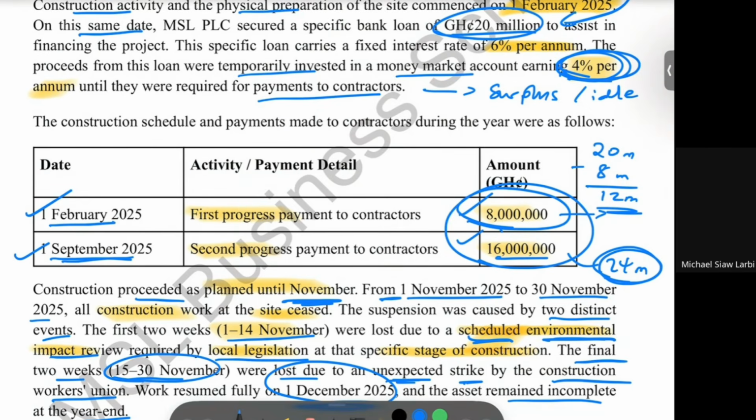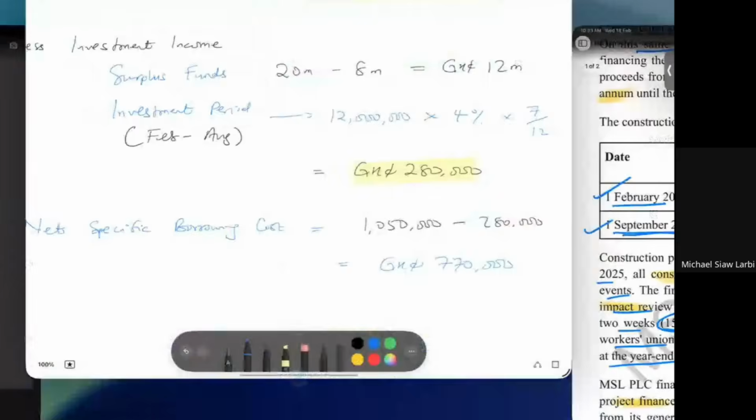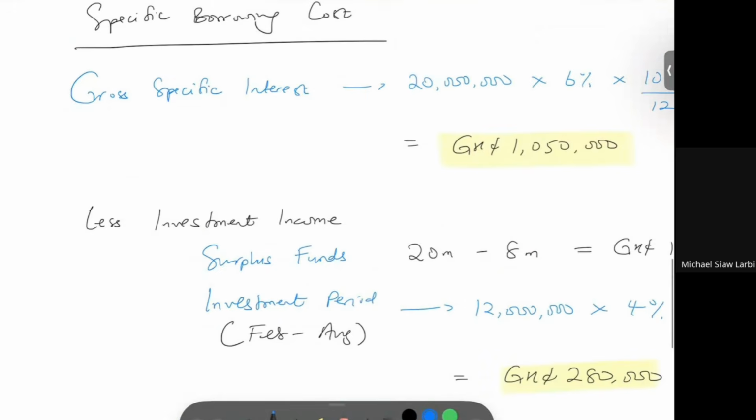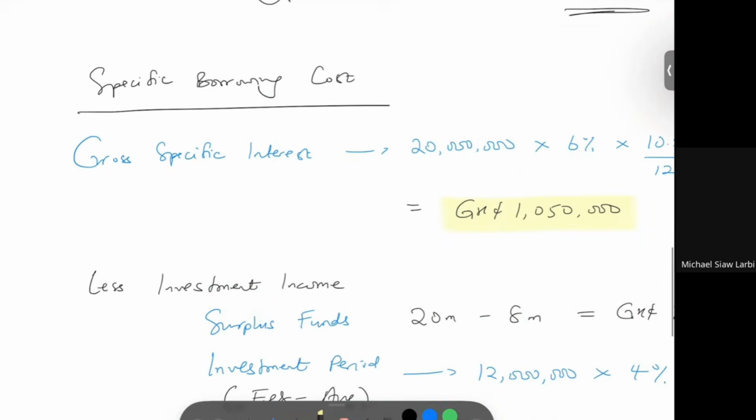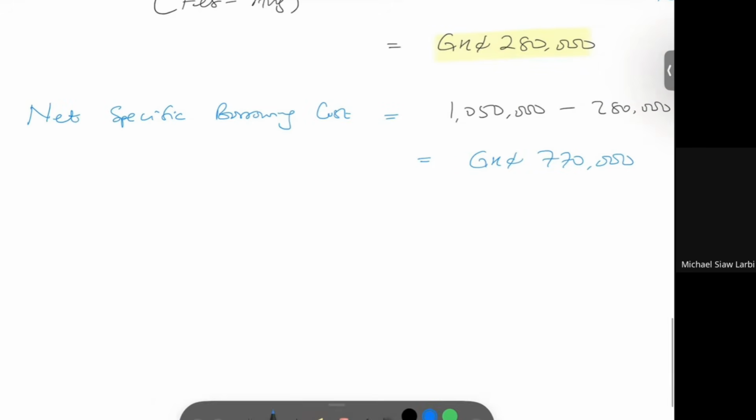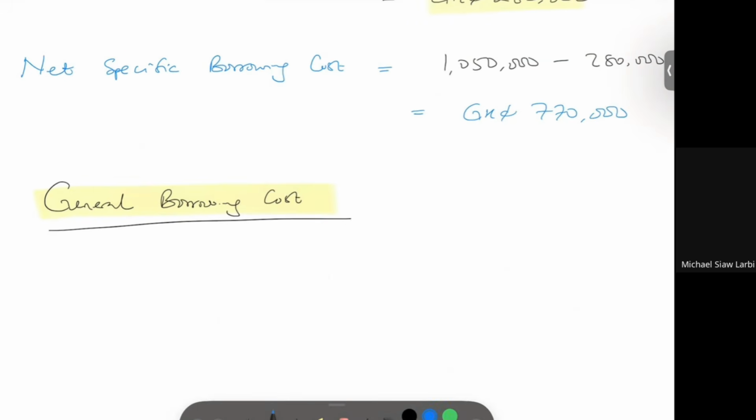Let's go and look at the general borrowings part of things, and then I'll show you how much we would need to pick from. So this is a specific borrowing cost. Let's go to our general borrowing cost. For our general borrowing cost, let's ask ourselves one question. We went for 20 million, okay? So let's find the cumulative expenditure as at 1st September.